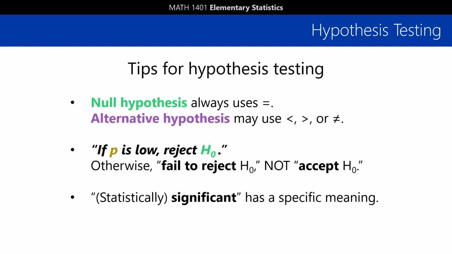Finally, and I can't stress this enough, always remember to put your results in the context of the original situation. As a statistician, it's your job to communicate your results in a way that people can understand them. So once you've found your p-value and decided whether or not to reject the null hypothesis, you should always summarize what you've done and what it means for the claim you're actually testing.